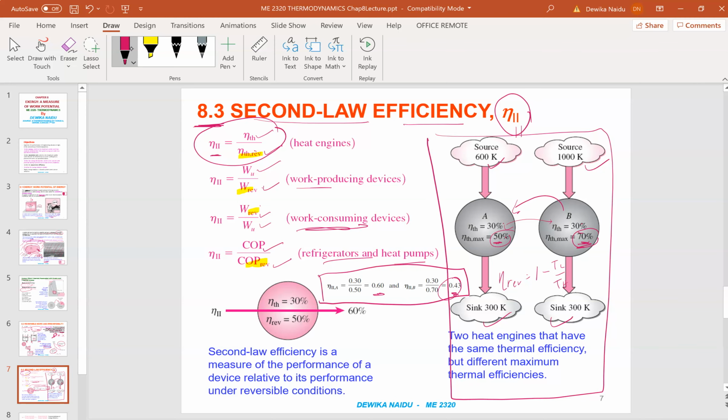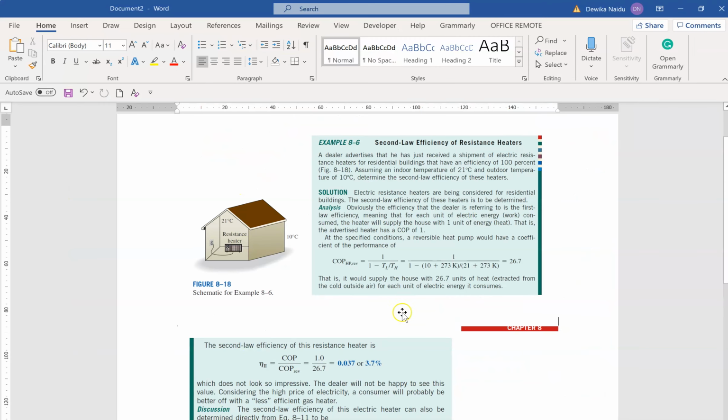So what does it say? The second law efficiency can also be expressed as a ratio of useful work divided by the maximum possible work output. So we see here that A is even better than B. That is why we have to study the second law efficiency. Now let's move on to an example.